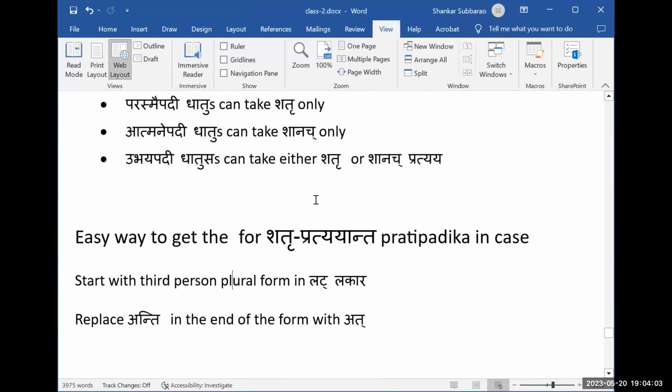Now, how do you get the shatr pratyayanta words? You start with the third person plural form in lat lakara of the dhatu. Suppose you are looking at the dhatu pat. What is the third person plural in lat lakara? Pathanti. Now what I want you to do is remove the anti and replace that anti with at. So from pathanti, you take out anti and instead you add at. What will you get? Pathat.